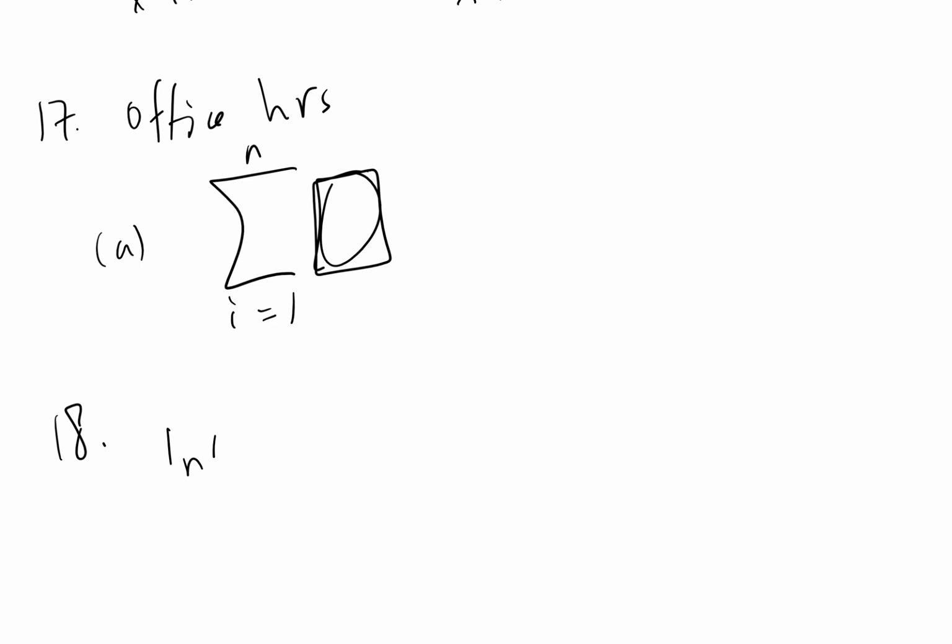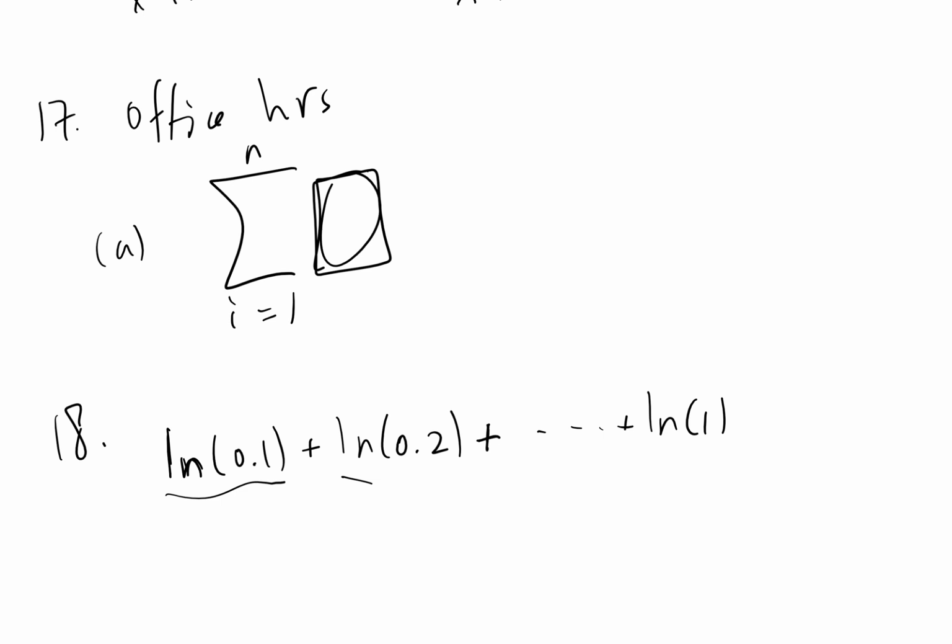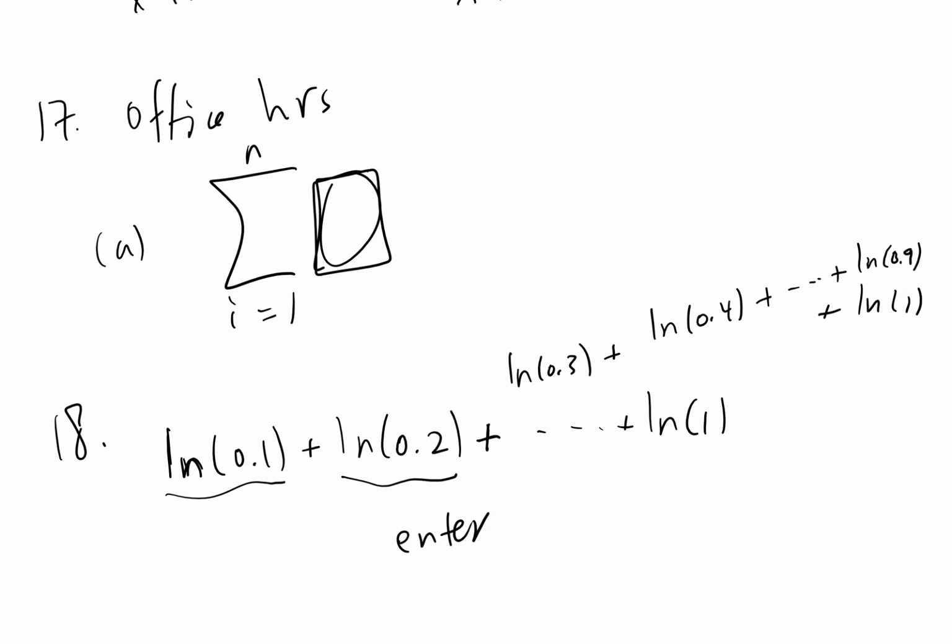So let's say you are asked to solve ln of 0.1 plus ln of 0.2 plus all the way to ln of 1. The way you do this is you just key that into the calculator, plus key in the next one. Then the next one that you don't see is ln of 0.3, and the next one is ln of 0.4, and keep going until you reach ln of 0.9. And then the next one is ln of 1. Then hit the enter key, and that will give you the value.